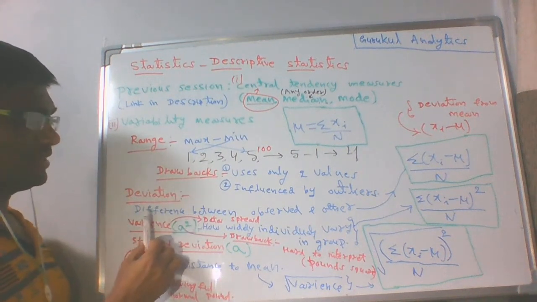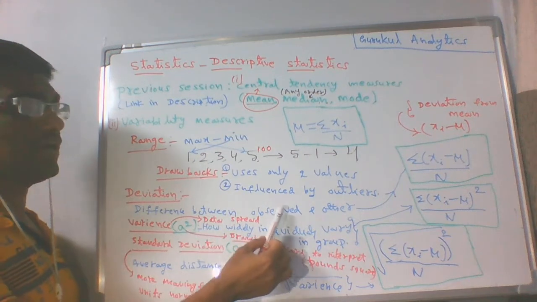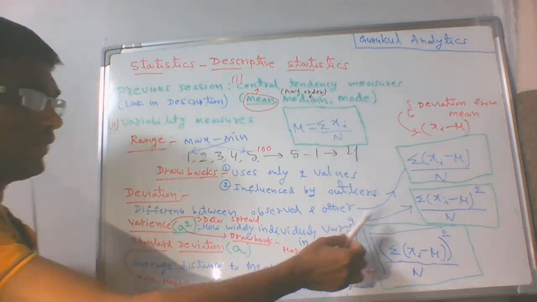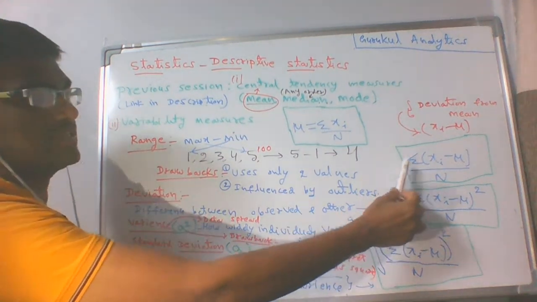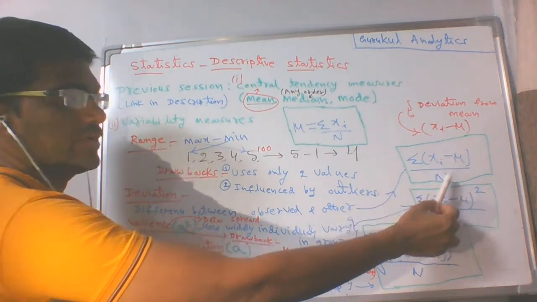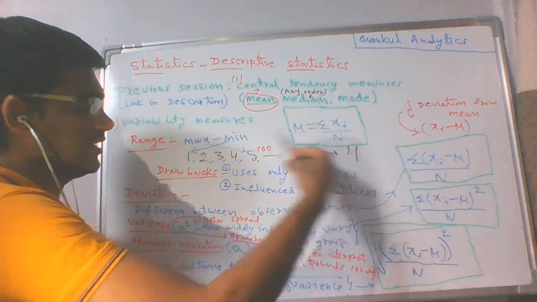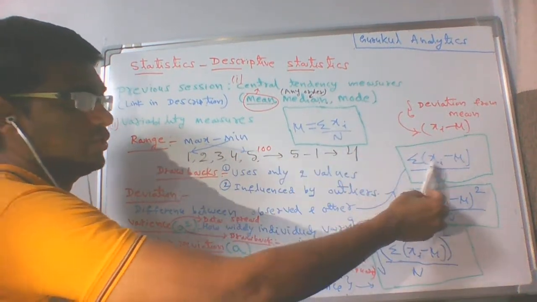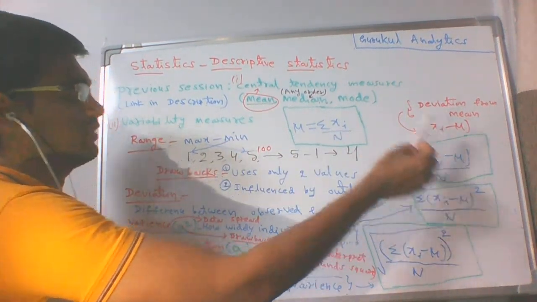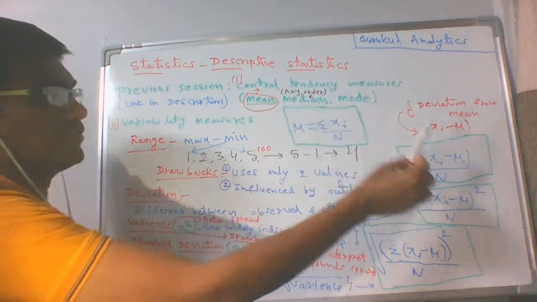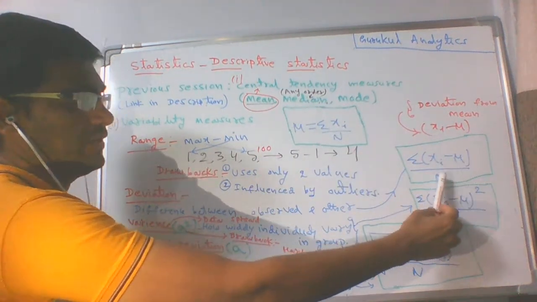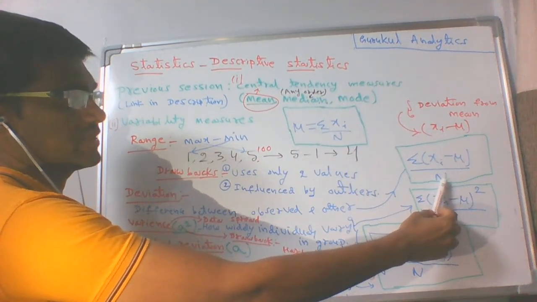Deviation means the difference between the observed value and the mean. The formula is sigma of xi minus mu, divided by n. Here xi means the actual values like x1, x2, x3, x4, x5 in this example, and mu means the average, the mean. Divided by n, the number of observations.